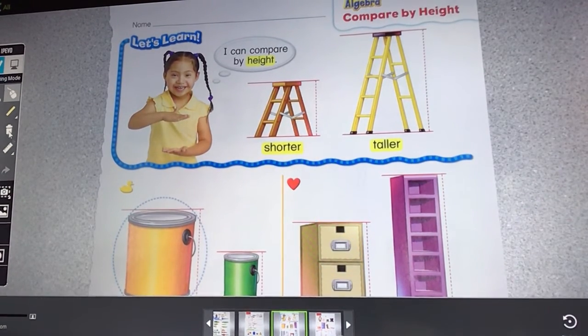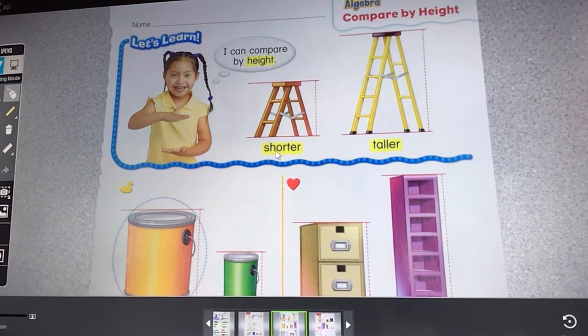Ready? Now for this one, you're going to need your pencil, but you're also going to need some of those little blocks that I sent you, okay? So make sure you have a couple of those with you. On this page, we're looking at the height, how tall something is. We're comparing them by the height. This ladder is shorter. This ladder is taller.